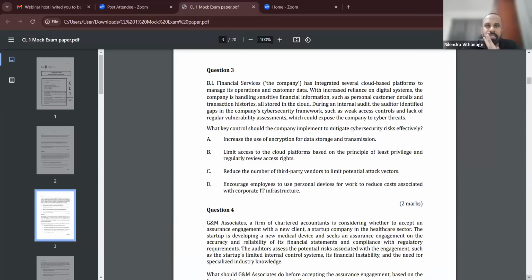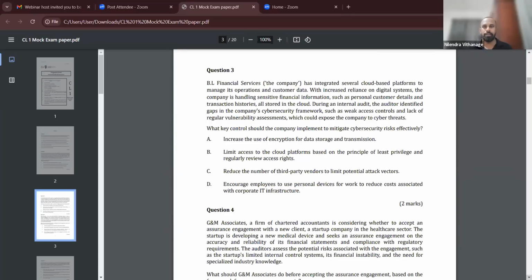BL Financial Services, the company, has integrated several cloud-based platforms to manage its operations and customer data. So several modules are integrated together. If you update one area, the entire process will be updated. It's like SAP enterprise resource planning, where several modules, maybe procurement, sales, property plant and equipment, payroll, cash management, are integrated together so the business runs that way. It's what SAP typically does.